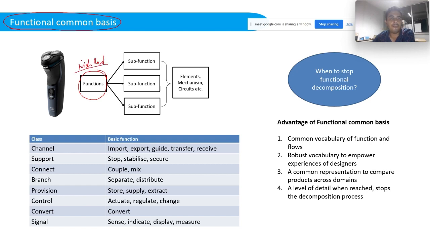high level function, for example, the high level function of this particular trimmer is to trim or shave. So what is the next task in functional decomposition? We break it down into sub functions. Then again we break down into sub functions, and at the end we arrive at the individual elements, mechanisms, circuits which are actually useful for designing this particular product.